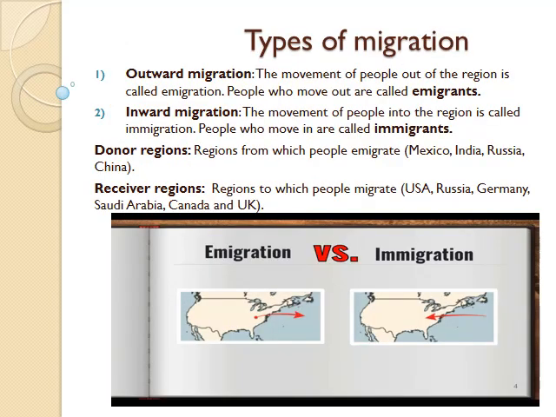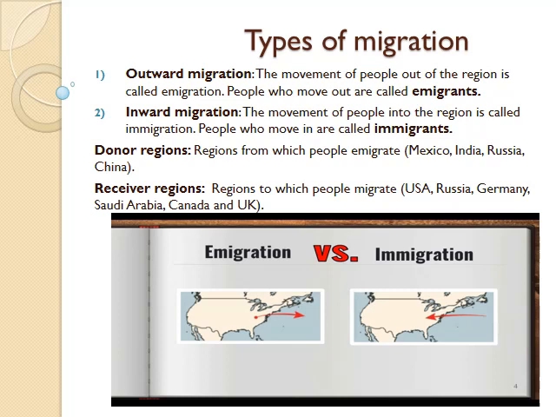Types of migration. Migration is of two types: outward migration and inward migration. Let us discuss outward migration. The movement of people out of a region is called emigration. People who move out are called emigrants. Inward migration, the movement of people into a region, is called immigration. People who move in are called immigrants.